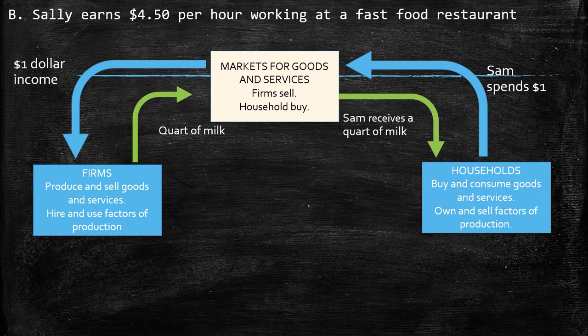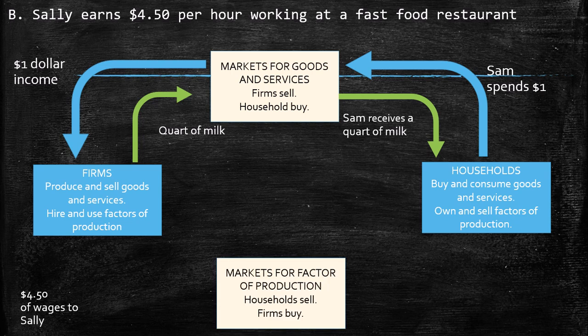Okay, the second activity is Sally earns $4.50 per hour working at a fast food restaurant. So we assume that there is just one amount to take into account, 1 hour of work. So how is it going to be for 1 hour of work? There is the other side, which is the markets for factors of production. Remember that the factors of production are land, capital, and labor. So we go here and we have the firms, they hire and use factors of production.